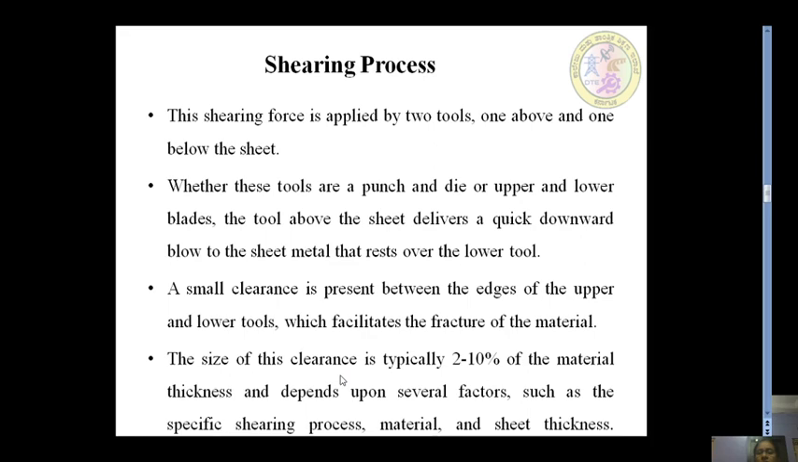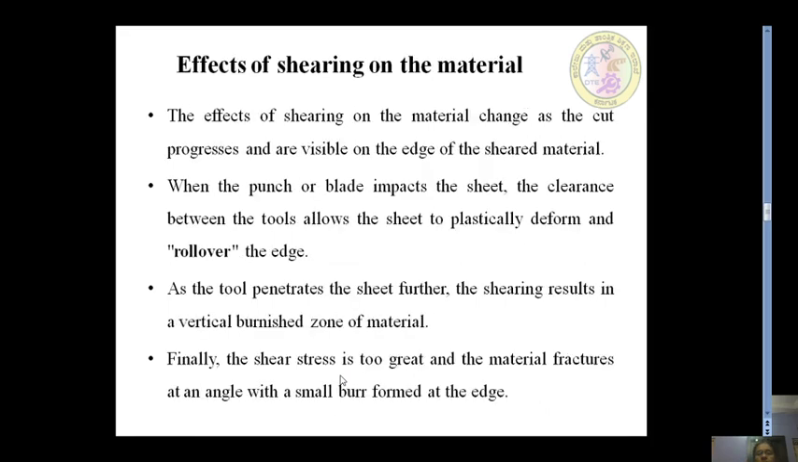These tools are punch and die, upper and lower blades. The tool above the sheet delivers a quick downward blow to the sheet metal that rests over the lower tool. A small clearance is present between the edges of the upper and lower tools, which facilitates the fracture of the material. The size of the clearance is usually 2 to 10%. Again, it depends upon many factors such as thickness, the mechanical property of the material, and then shearing pressure, force, and it varies.